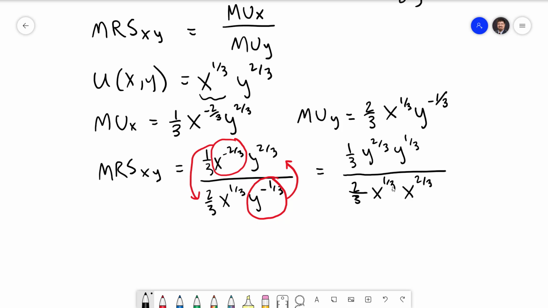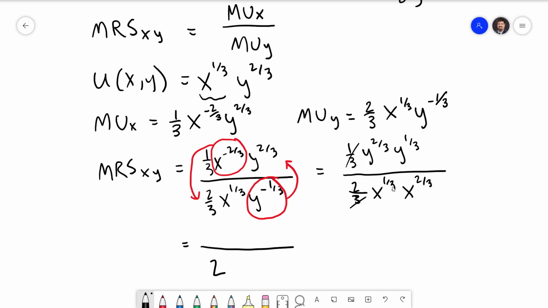We're almost done cleaning this thing up. First thing we'll do is resolve the 1/3 and 2/3. The thirds are just going to cancel, and so all we're left with is a 2 on the bottom. This makes sense because 1/3 is half of 2/3. So we're going to get a 2 down here.